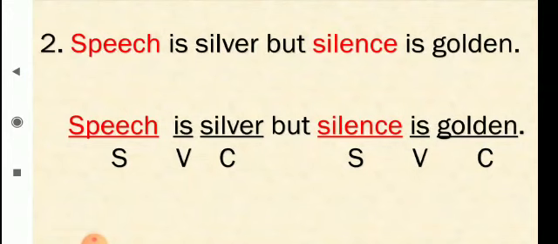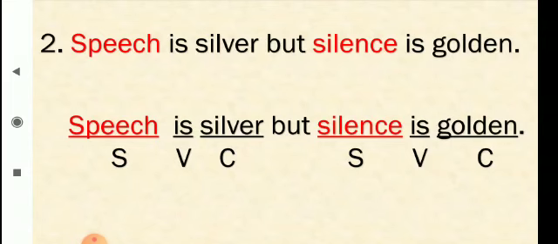And now we come to the second clause. Silence is subject, is verb, golden complement. Therefore, the same grammatical structure is used to express opposite ideas. Speech is silver, but silence is golden. And that's why it's an example of antithesis. Is it okay? Are you enjoying it?